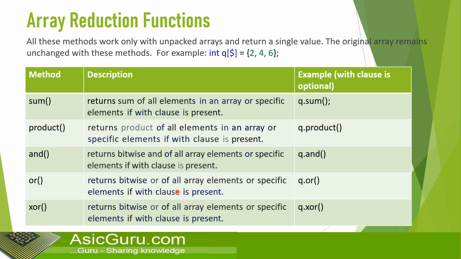Next we have OR. It would perform a bitwise OR across all the elements. Next we have XOR. It would return the result of a bitwise XOR of all the elements. So these reduction methods are helpful when you are performing operations across an entire data set, like summing up the values, checking bitwise conditions, or combining some flags.